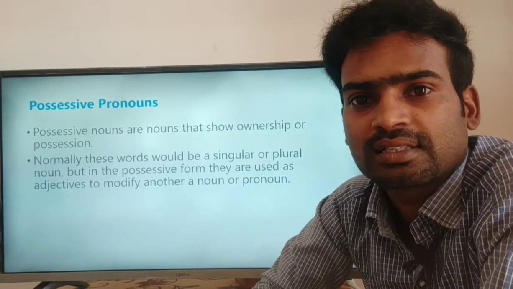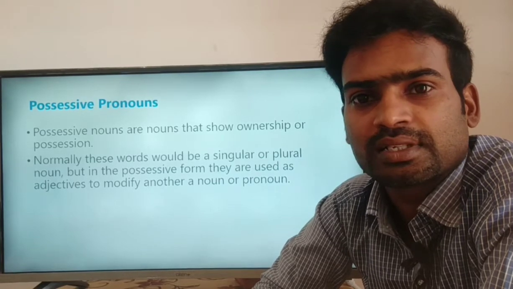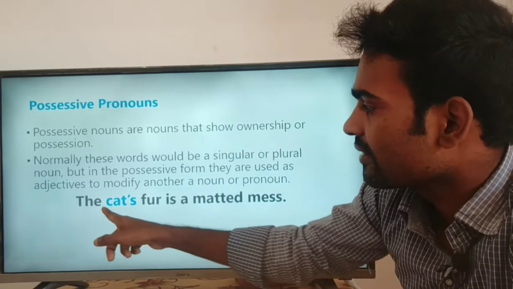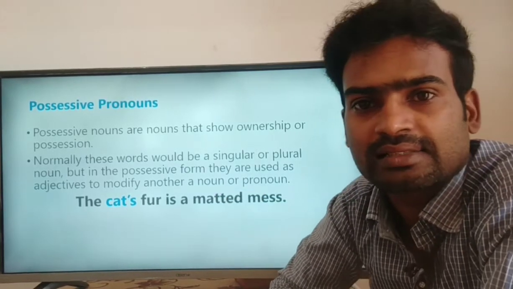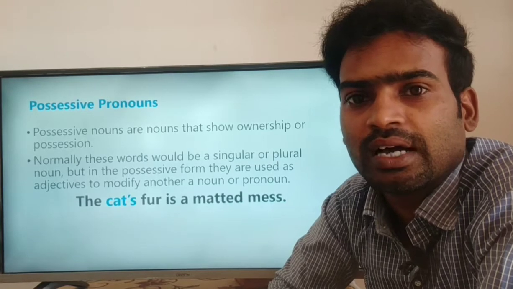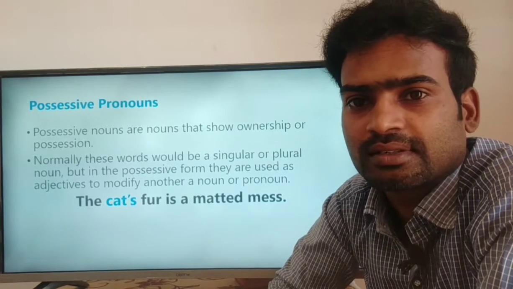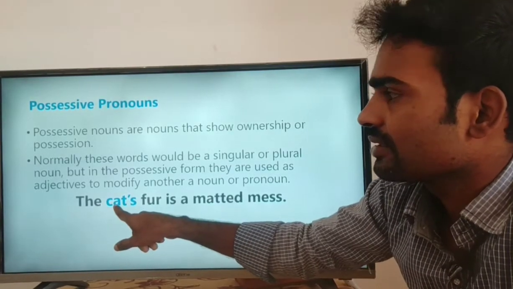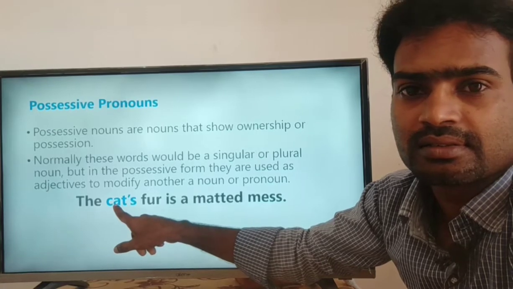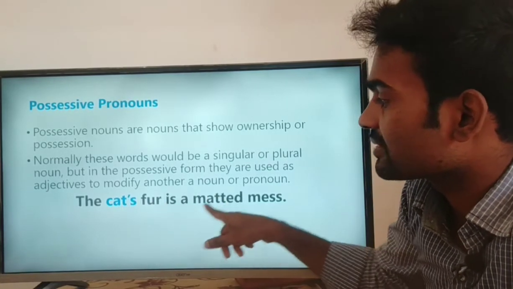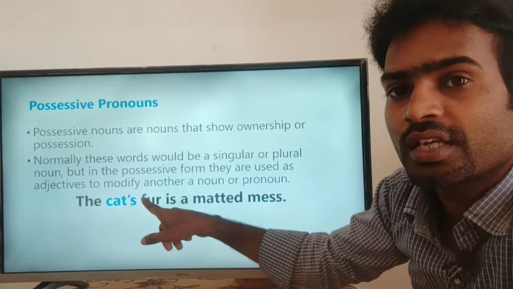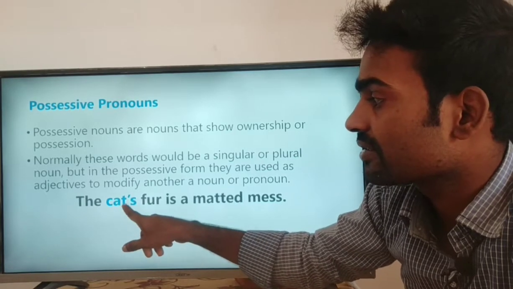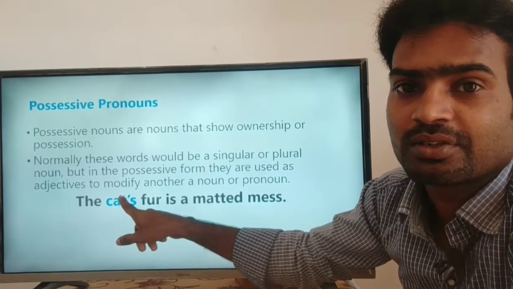And in the last class we saw the rules, so we should continue with the same rules now. We saw the example, the cat's fur is a muttered miss. I hope you also understood that. Anyhow, let's continue. The cat is a person, right? The cat's fur is a muttered miss. The fur belongs to the cat, right? Apostrophe s makes it an owner, a possession, a possessive form.